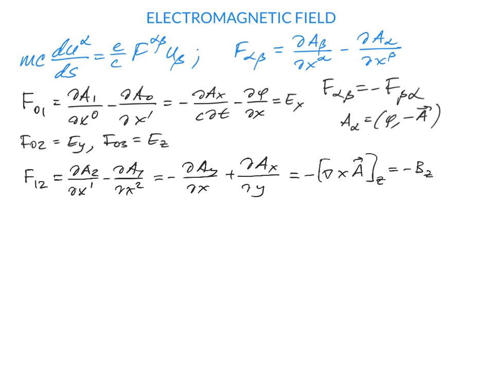The other components are found in a similar way, so we can write the whole tensor f alpha beta. Diagonal elements are 0. F naught 1 is Ex here, Ey, Ez, minus Ex, minus Ey, minus Ez. And then Bz is here, that's minus Bz.